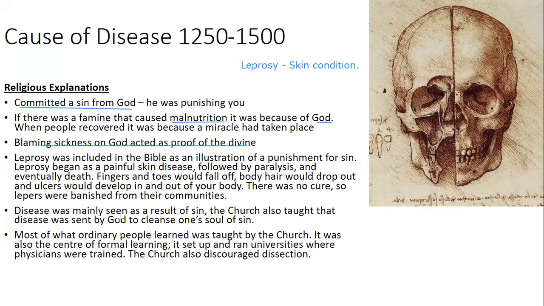As we said, disease was mainly seen as a result of sin. It wasn't the only reason, but it was one way that the church controlled people, by basically saying you've got to live a life abiding by the Bible or you could get sick. This is mainly because most of what everyday people learned was through the church. It was the center of formal learning. So everyday society all circulated around the power of the church.